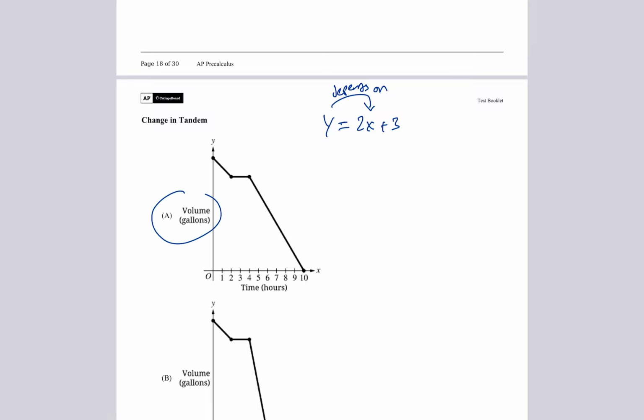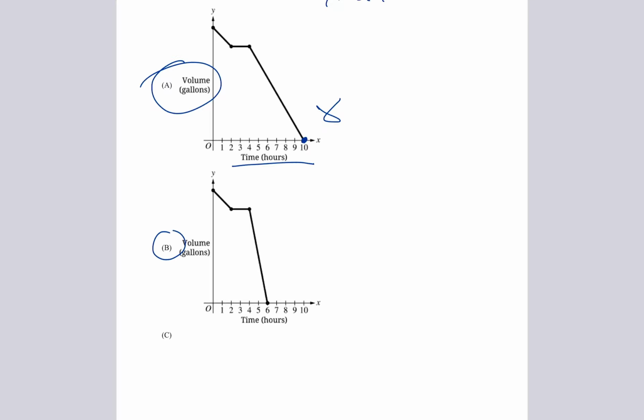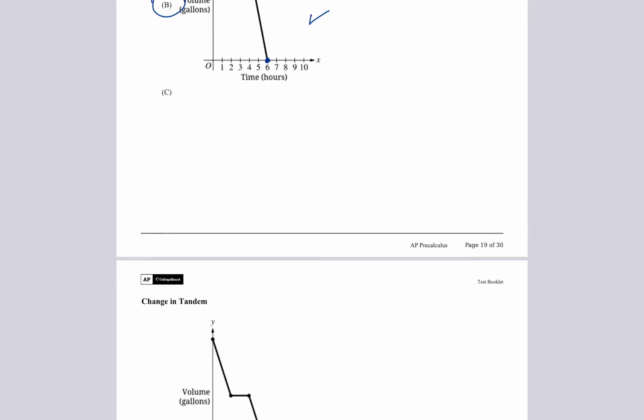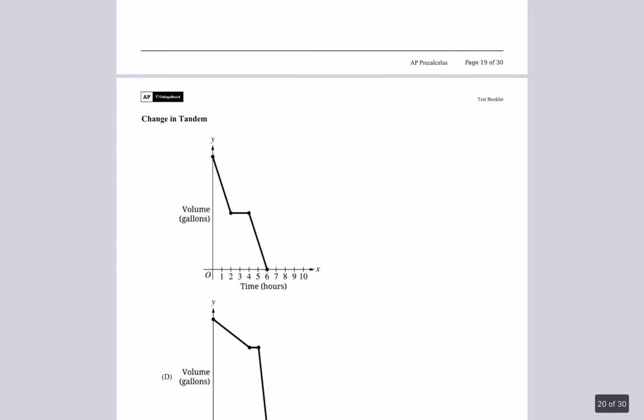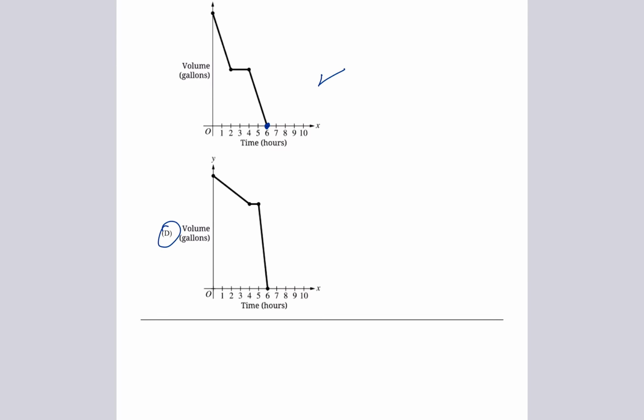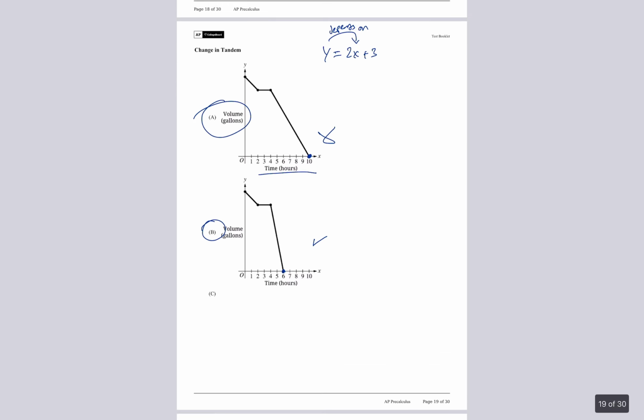Now let's have a look at option A. Option A, the pool is emptied at 10 hours, which is not the case. With option B, it's emptied at 6 hours, which could be the case. At option C, it's emptied at 6 hours, which could be the case. And same with D, which could be the case as well. So we were able to cancel out only option A.